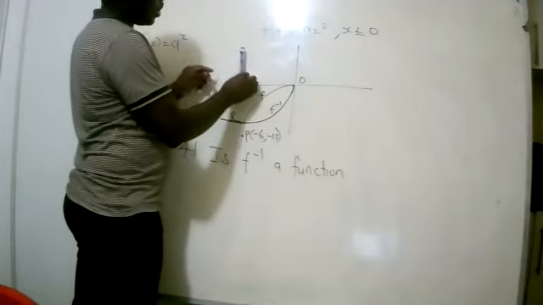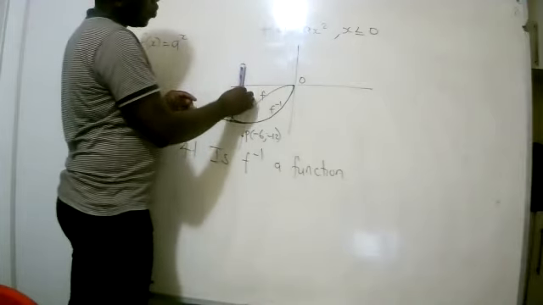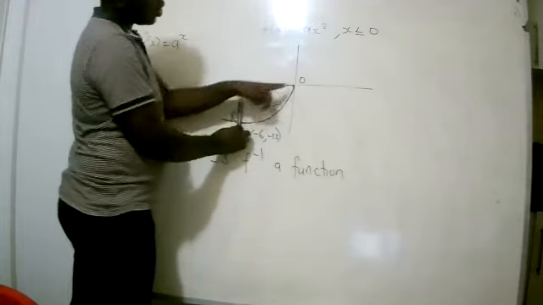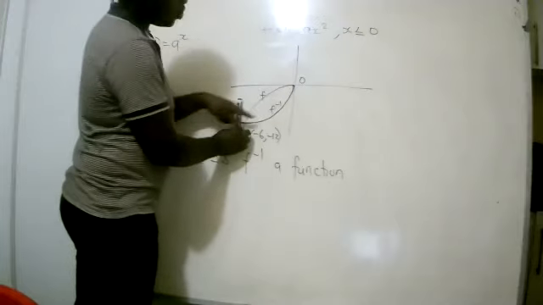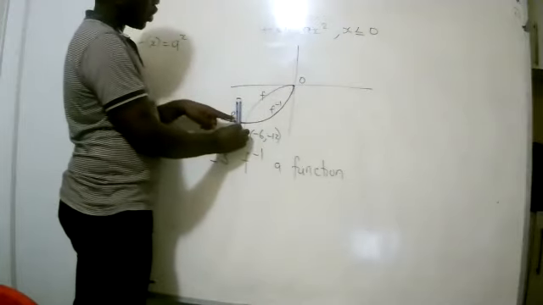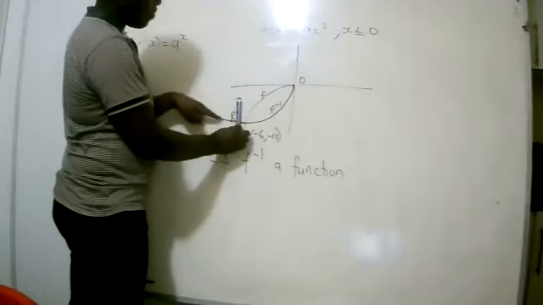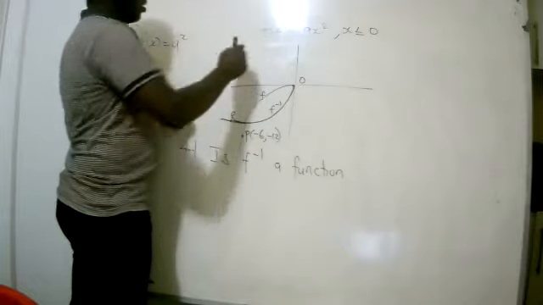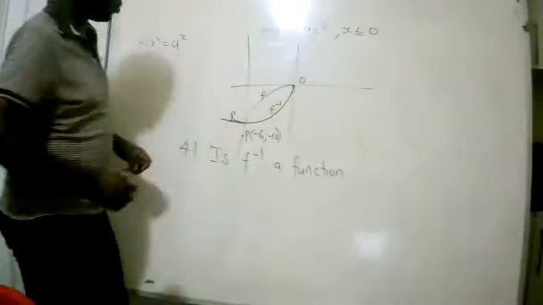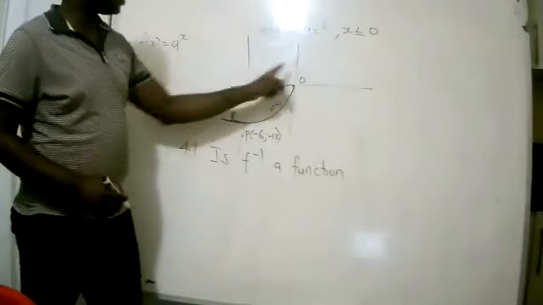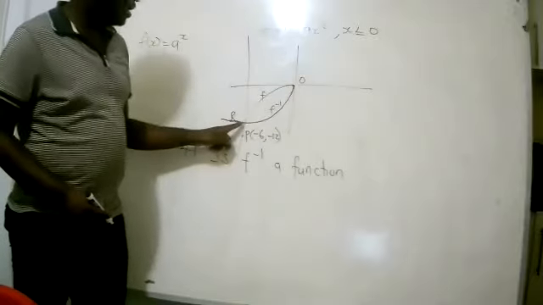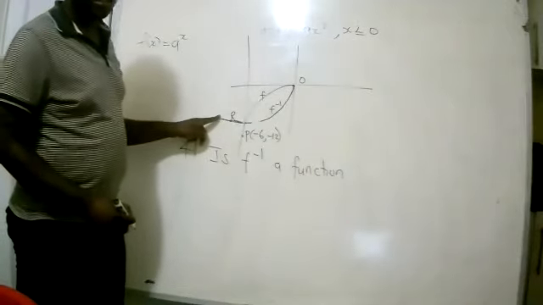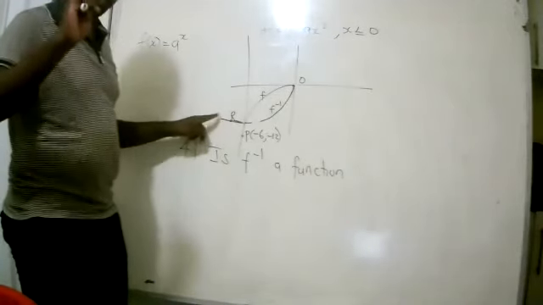When you push this marker down, how many times is it going to cross the inverse of f? How many times is it going to cross this graph? Let me draw it on the board so that you see. Let's just assume this is a ruler which is parallel to the y-axis. How many times does it touch this inverse graph of f? Once. It just touches once.